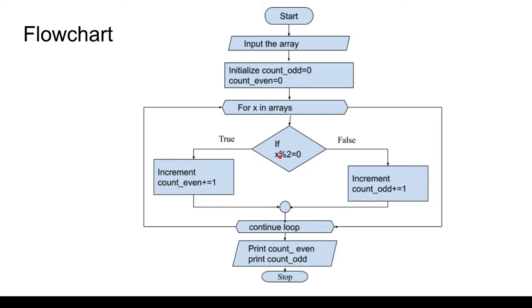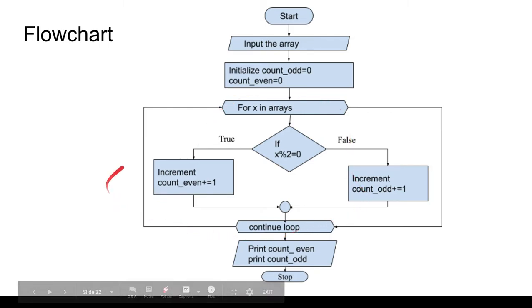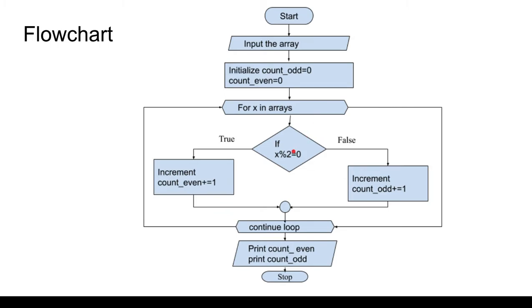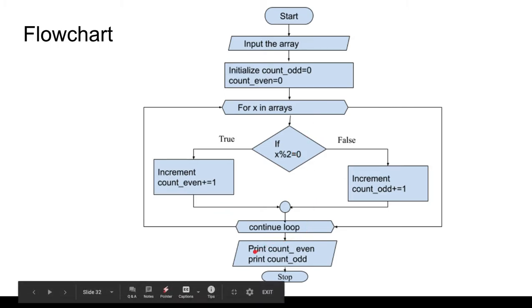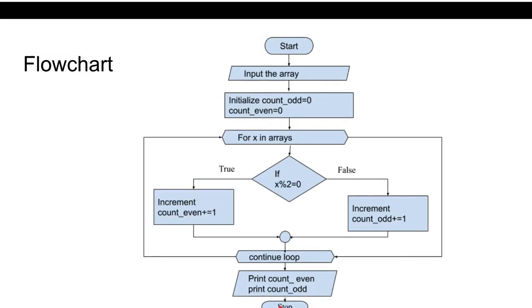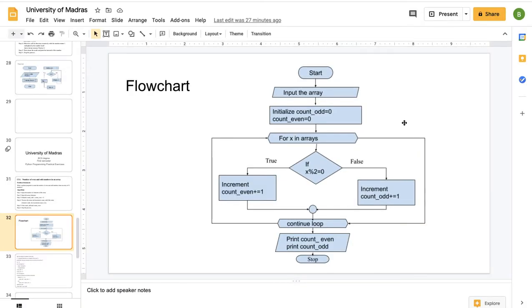Again, the next element modulus 2 equals 0, that means the next element divided by 2 has remainder 0. Again it is even, so increment the even count. Else it is an odd number, so increment the odd count. This will be continued till we reach all elements in the array. Then finally we print the count value for even and odd using this symbol. Then stop the process. Now I'll give a demo for this program.